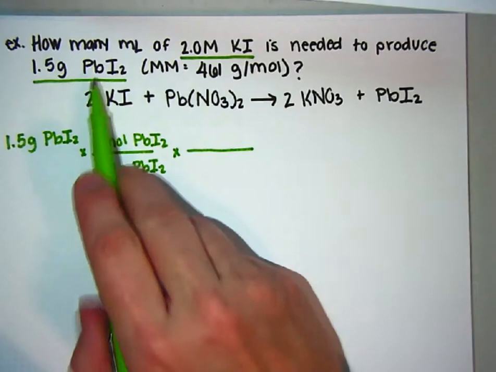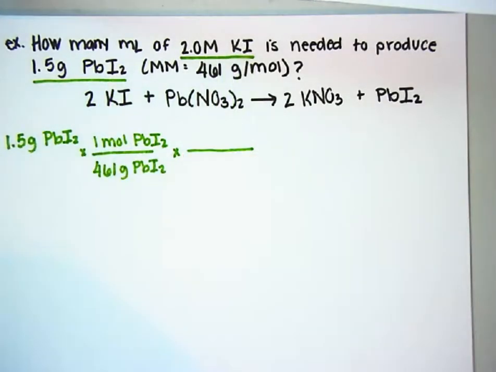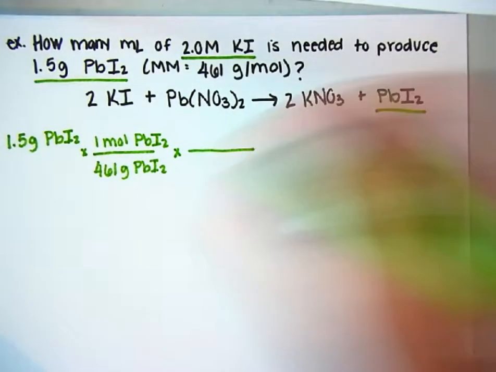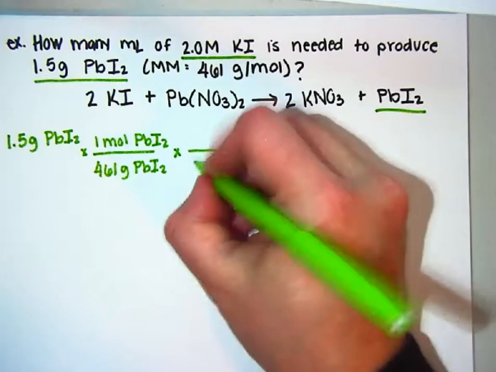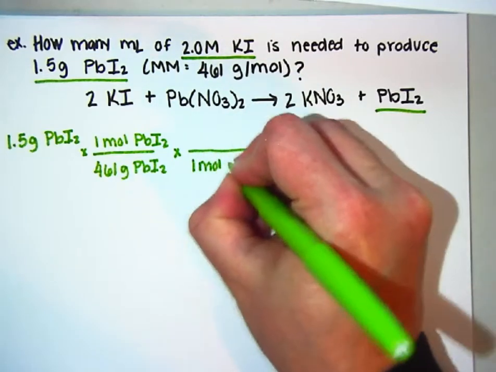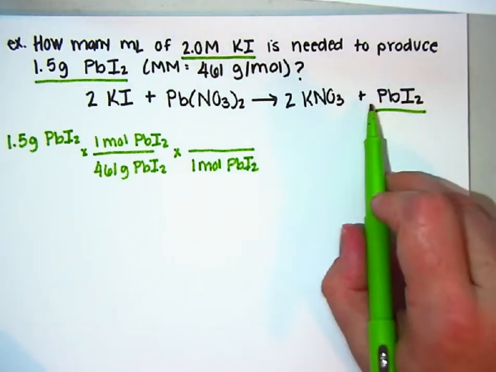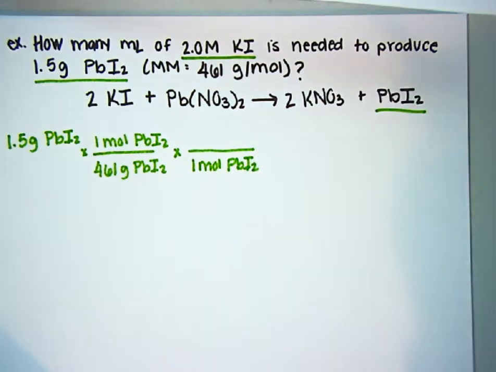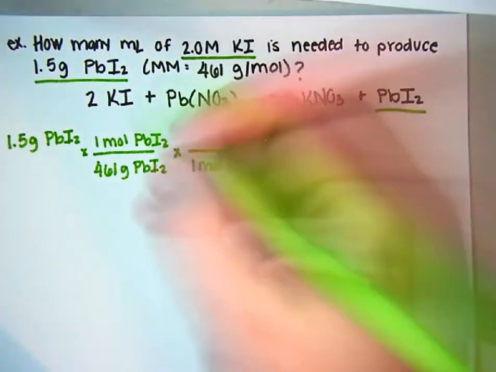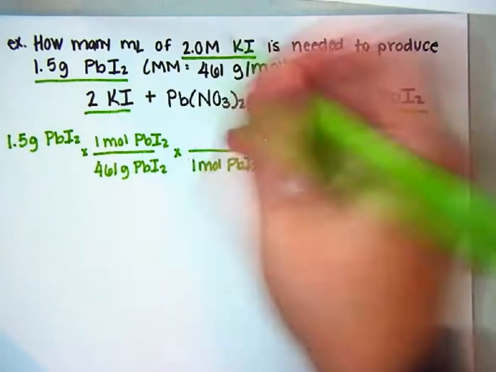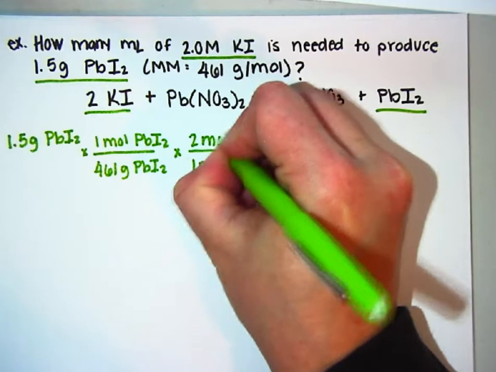Next, my given is PbI2, but I'm solving for KI. I'm switching substances, so I need a mole ratio. So in the denominator, I have 1 mole of PbI2. We figure out the number of moles based on the coefficient from the balanced reaction. Whatever you're solving for goes in the numerator, based on my balanced reaction, 2 mole KI.